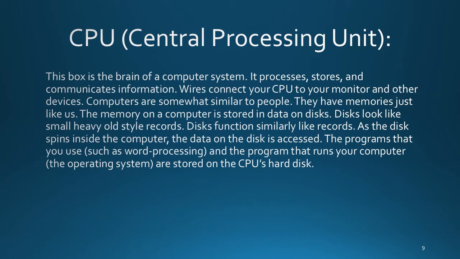CPU, or the Central Processing Unit. This box is the brain of a computer system. It processes, stores, and communicates information. Wires connect your CPU to your monitor and other devices. Computers are somewhat similar to people. They have memories, just like us. The memory on a computer is stored in data on disks. Disks look like small, heavy, old-style records. Disks function similarly to records. As the disk spins inside the computer, the data on the disks is accessed. The programs that you use, such as word processing and the program that runs your computer, the operating system, are stored on the CPU's hard disk.